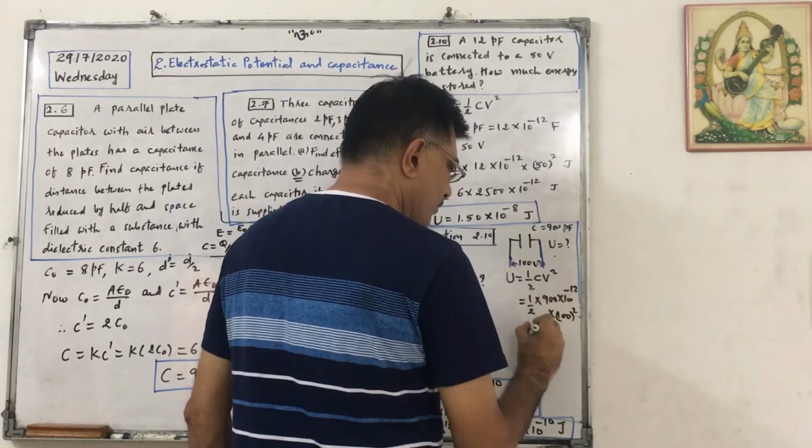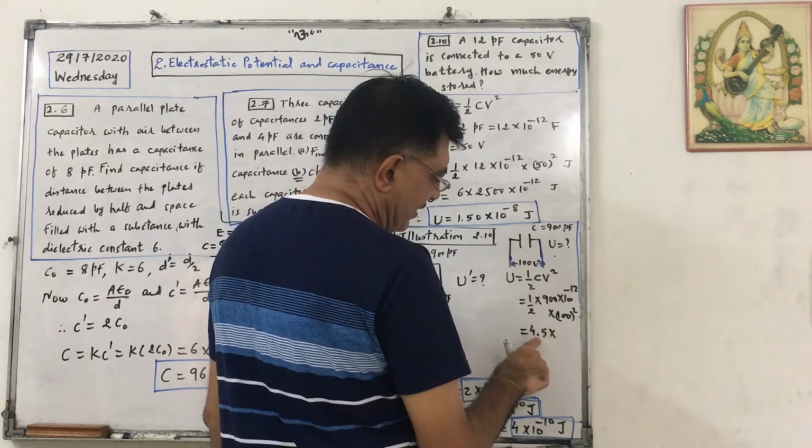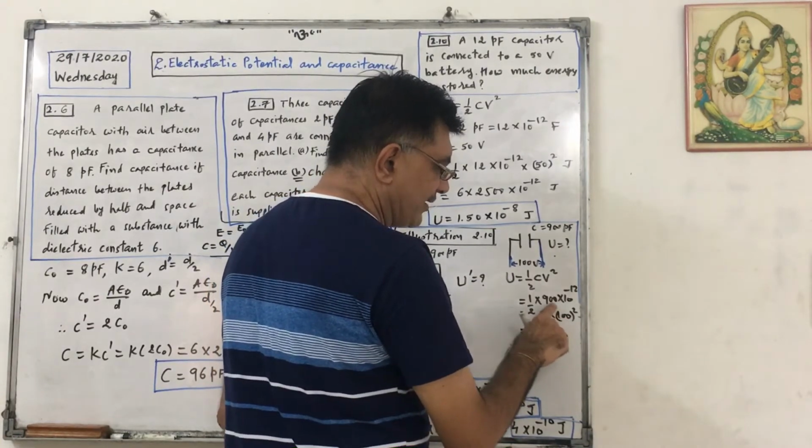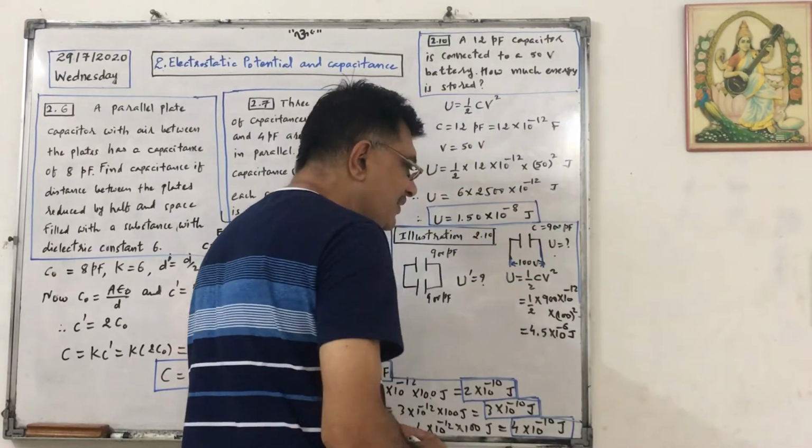So that will be equal to 4.5 into, now see, 9 by 2, that is 4.5. This is 10 raised to 4 and this is 10 raised to 2. So it is into 10 raised to minus 6 joule. That is U for us. Okay.